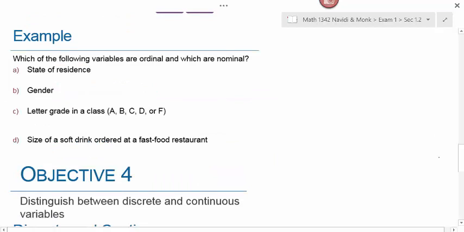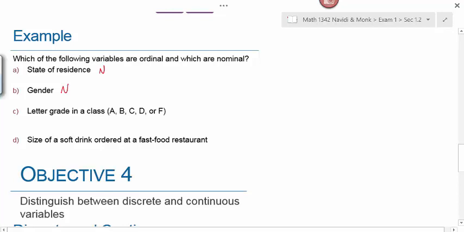A state of residence. States don't have a natural ordering scheme, so these would be considered nominal. Gender. Gender doesn't have a natural ordering scheme. We don't say male is better than female or female is better than male, so this would also be nominal.